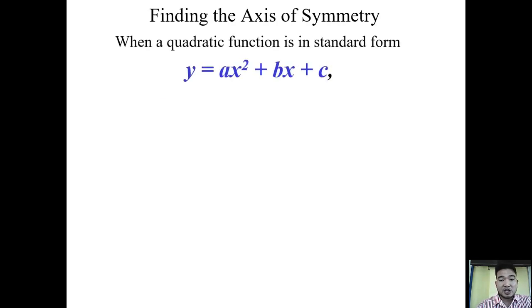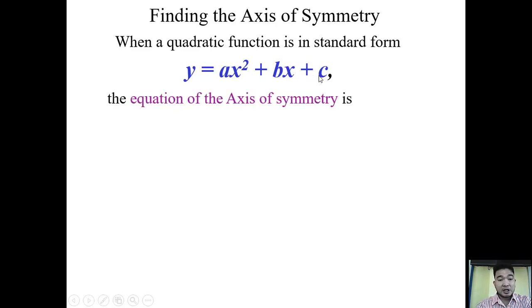When a quadratic function is in standard form, y equals ax squared plus bx plus c, the equation of the axis of symmetry is simply x equals negative b over 2a. So for you to find the axis of symmetry, again, the axis of symmetry is the line that passes through the vertex of the parabola, which divides the parabola into two congruent parts.